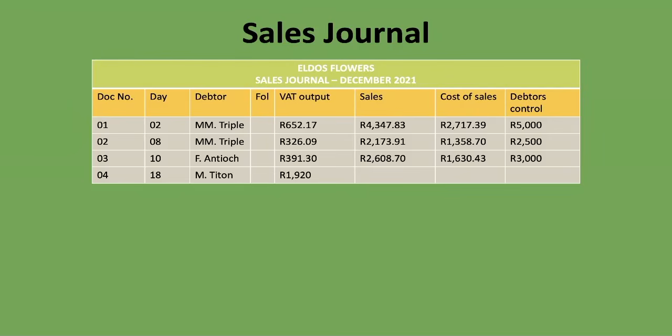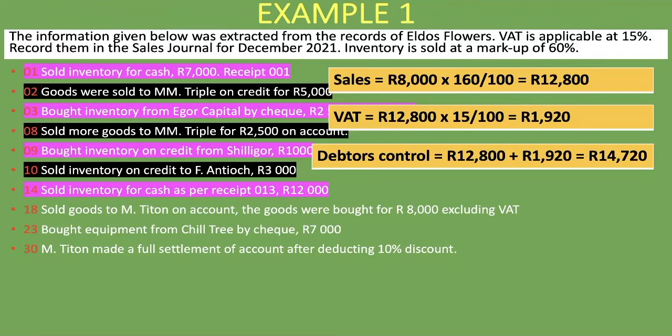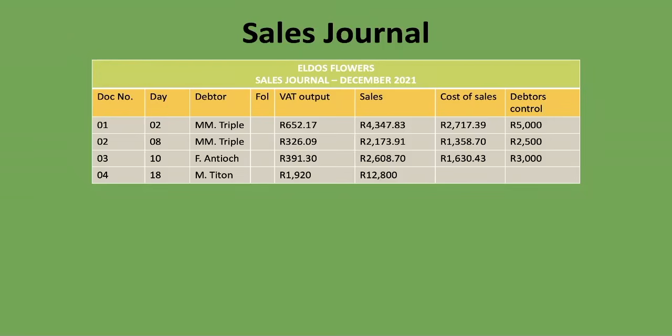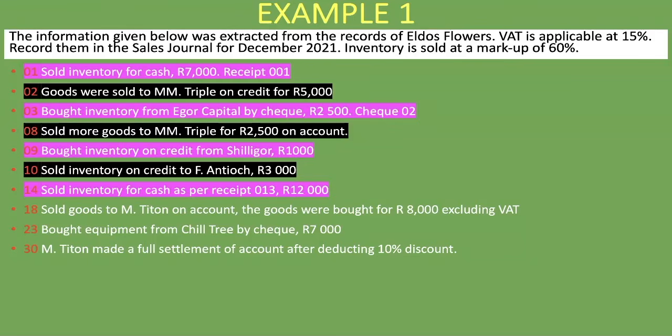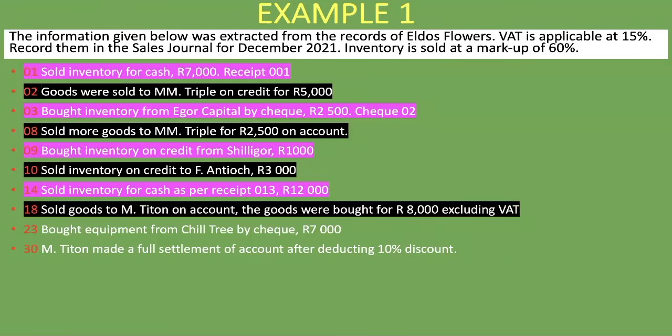Our VAT output is 1,920, our sales is 12,800, our cost of sales is the 8,000 rand, and our debtors control is the 14,720 rand. Now, if you want to do a sanity check again, it's just adding your VAT output plus your sales. It will give you 14,720 rand. That was a bit different from the other transactions, so we've just completed it. Let's just highlight that one in black as we have just completed it.